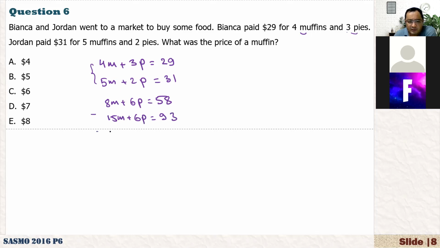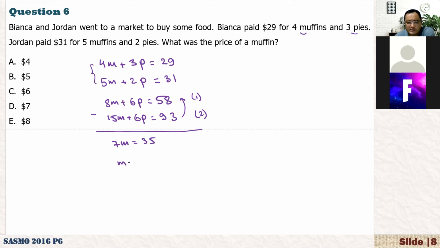Now I can subtract side by side. Let me just do subtraction in this way, okay? I'm subtracting the first equation from the second equation. 15m minus 8m, that's equal to 7m. 6b minus 6b, that's equal to 0. That's why we made their coefficients the same, so that they cancel out each other and we can eliminate b from here. 93 minus 58, that's 35.